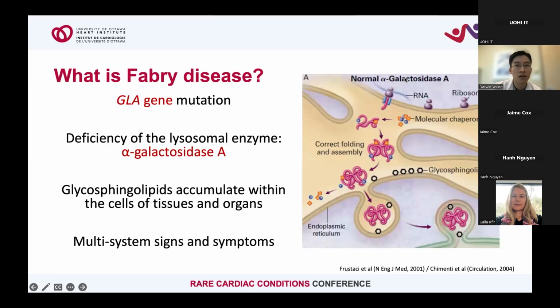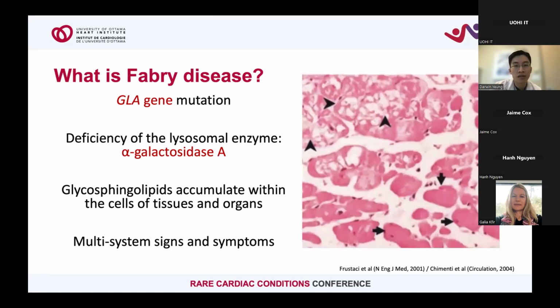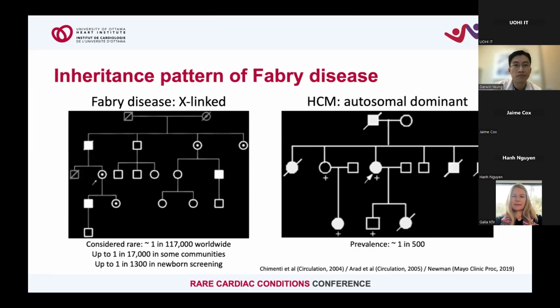It's a condition that involves a mutation in the GLA gene. This results in deficiency of the lysosomal enzyme alpha-galactosidase A, and this leads to accumulation of glycosphingolipids within the cells of various tissues and organs that eventually leads to multi-system signs and symptoms. The inheritance pattern of Fabry disease is X-linked, and this is in contrast to hypertrophic cardiomyopathy, which is autosomal dominant.